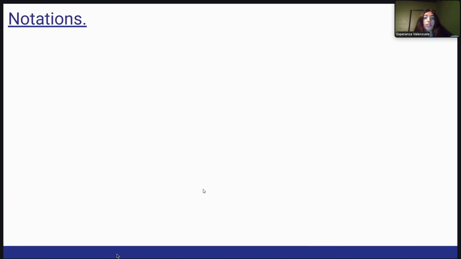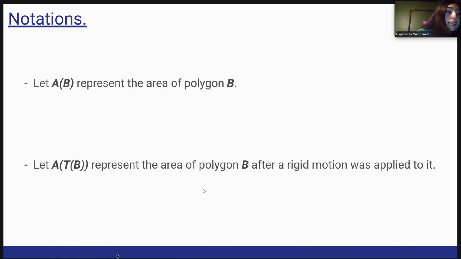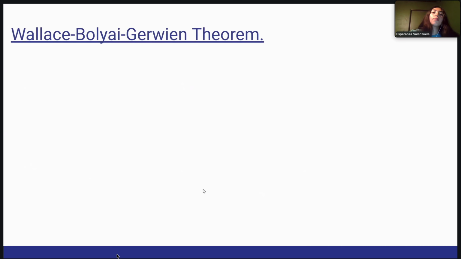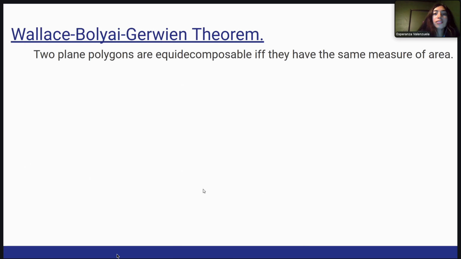A few notations that we will use throughout the Wallace-Bolyai-Gerwien theorem: we're going to let AB represent the area of polygon B, and we're going to let ATB represent the area of polygon B after a rigid motion was applied to it. So now you may be wondering, what is the Wallace-Bolyai-Gerwien theorem? Two plane polygons are equal decomposable if and only if they have the same measure of area. Since this is an if and only if statement, we will be proving the forward and the backwards direction, starting with the forward direction.